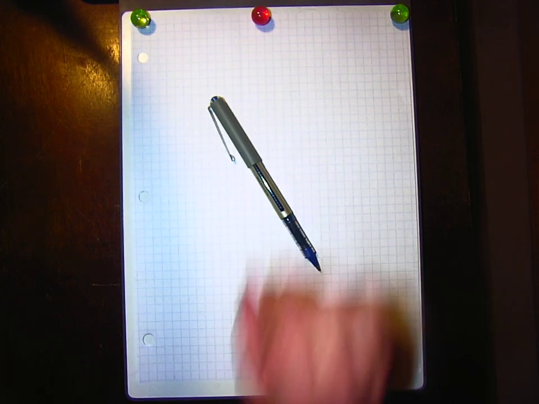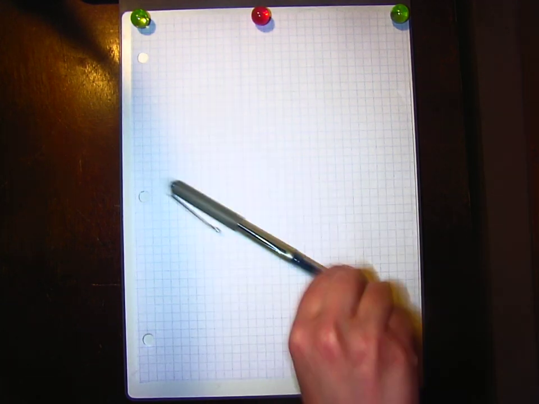With parallel lines. Today we're doing perpendicular lines. Very exciting.